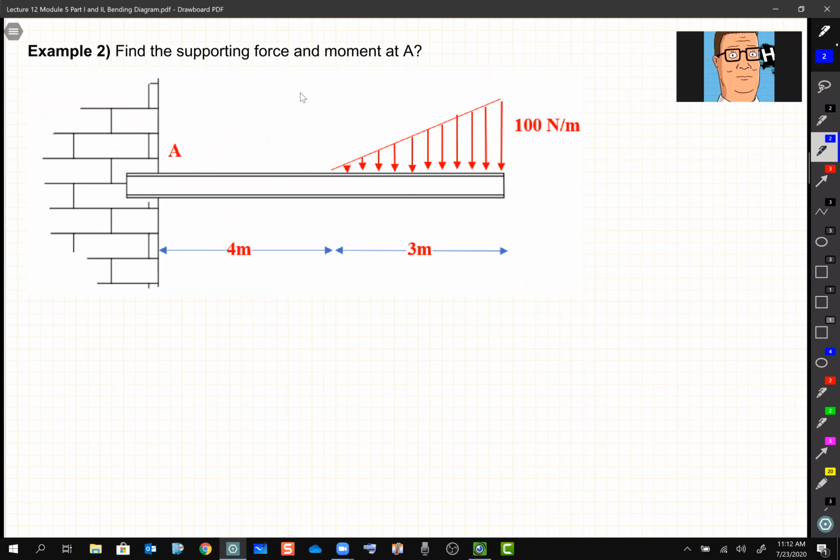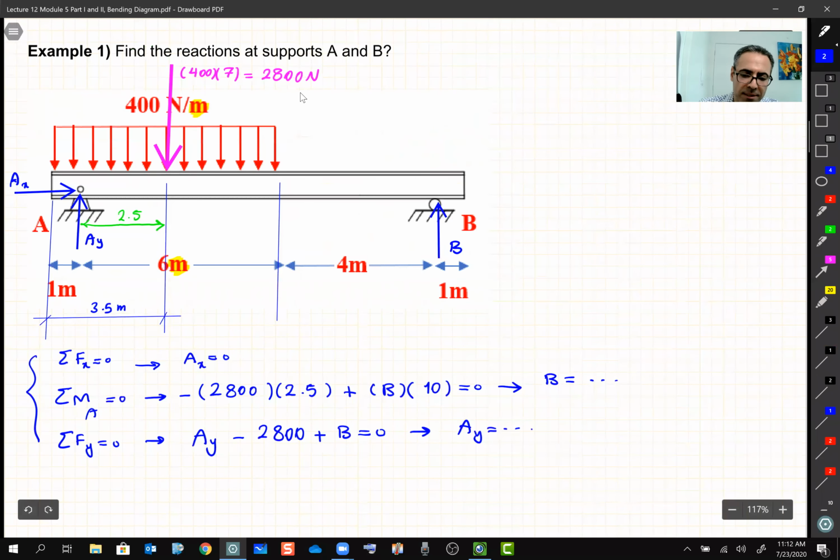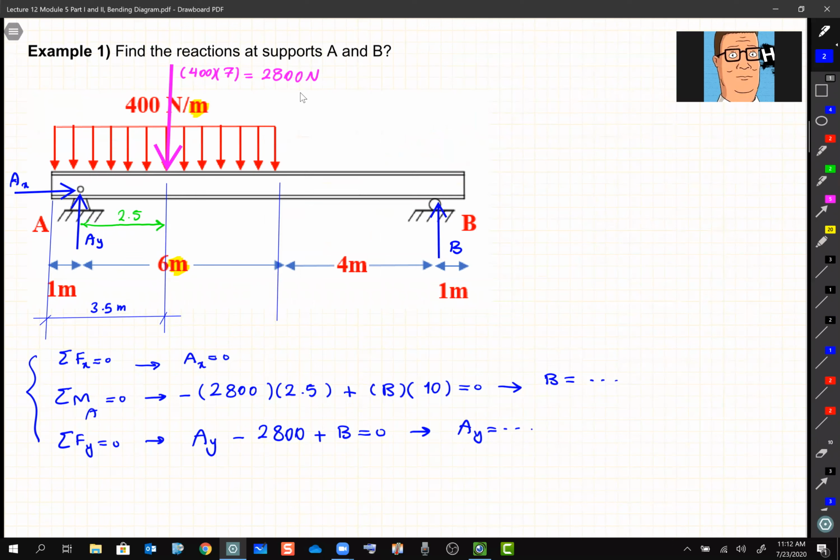Okay. Sorry, I have a quick question about the last example. Okay. Yep. Would you not split the distributed load into two things, since a bit of it's working in the opposite direction of most of it because of that 1 meter?